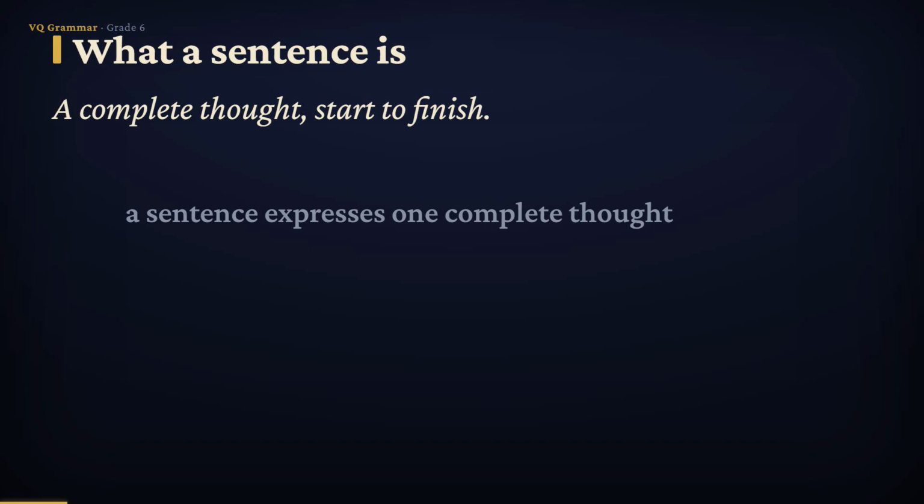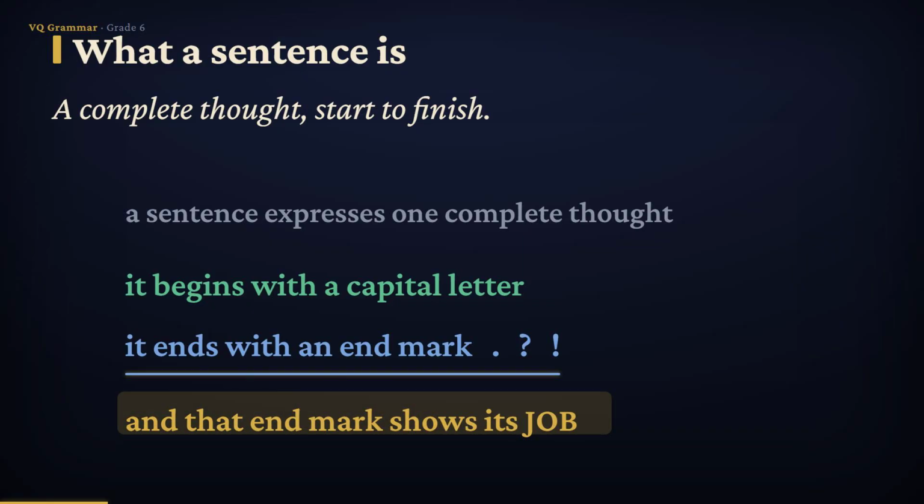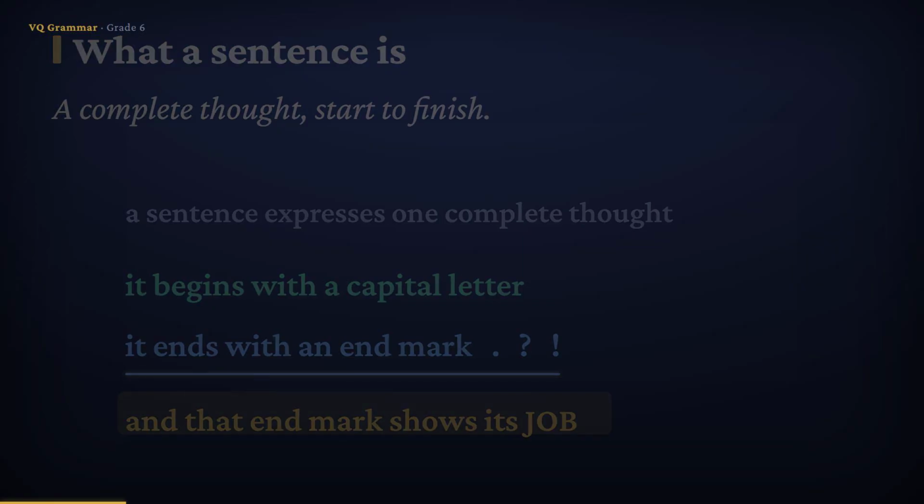A sentence is a group of words that expresses one complete thought. Two things are always true about it. It begins with a capital letter, and it ends with an end mark. Now, here's the part people miss. That end mark isn't just a place to stop. The end mark actually tells you the sentence's job, what the sentence is trying to do. Change the mark, and you can change the whole job.